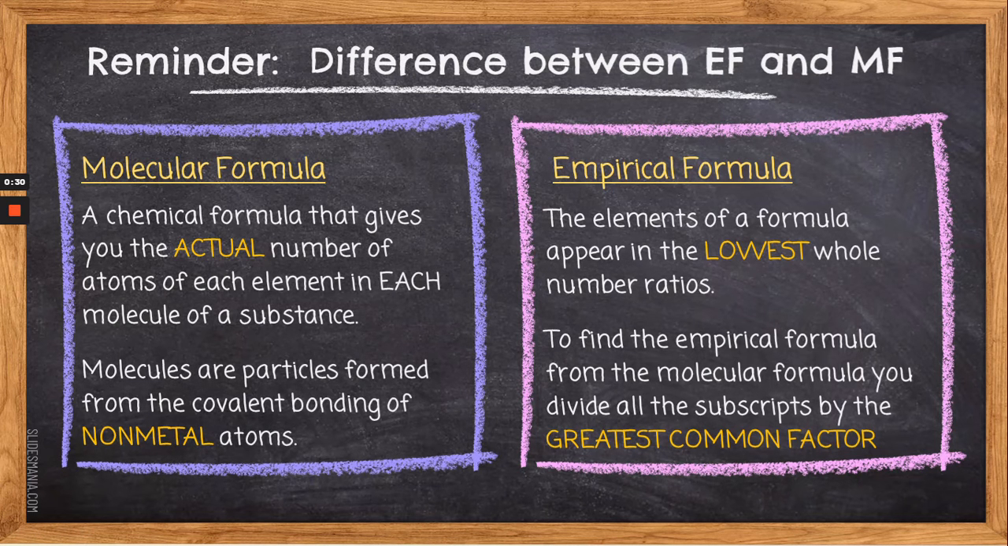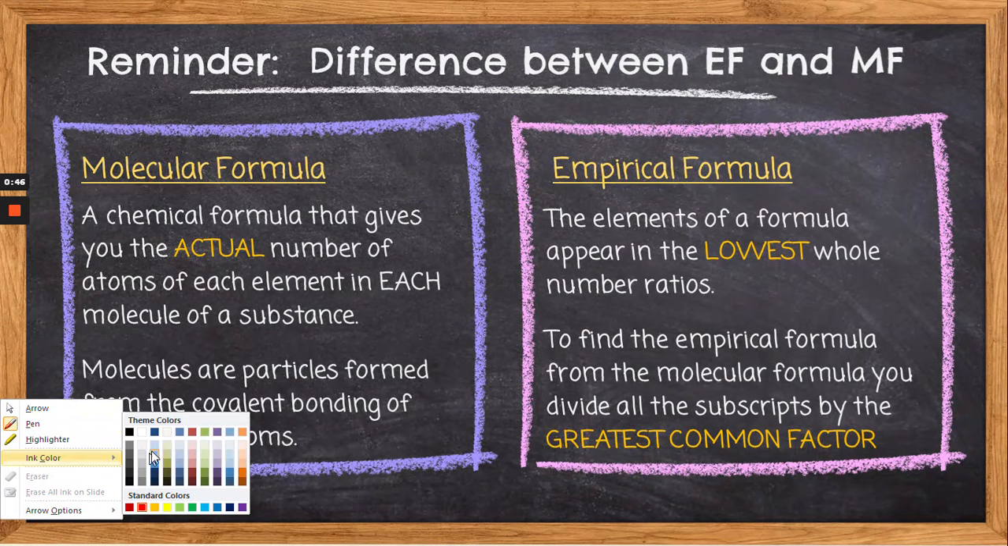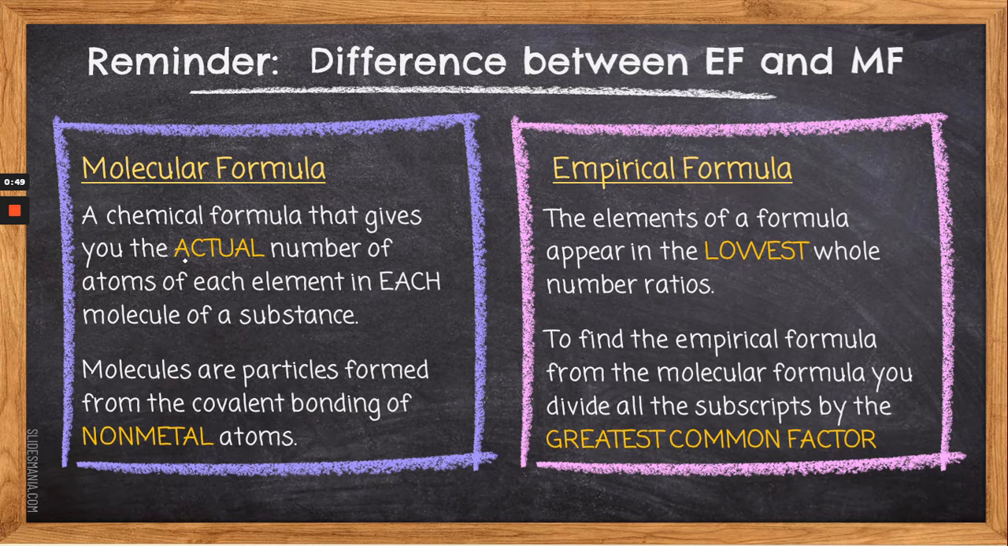So here we go. First, a reminder about the differences between empirical and molecular formula. We learned this back in, I believe it was week 28. Remember that a molecular formula is a formula that shows you the actual number of atoms that are in a molecule of a substance. So it's telling you what is literally actually present in your particular compound. The molecules are particles that are formed from covalent bonding. Remember, covalent bonding is non-metal. So you're going to notice that this is very often done with covalent compounds.